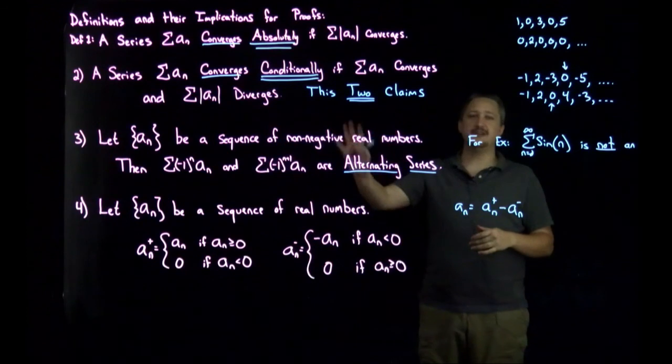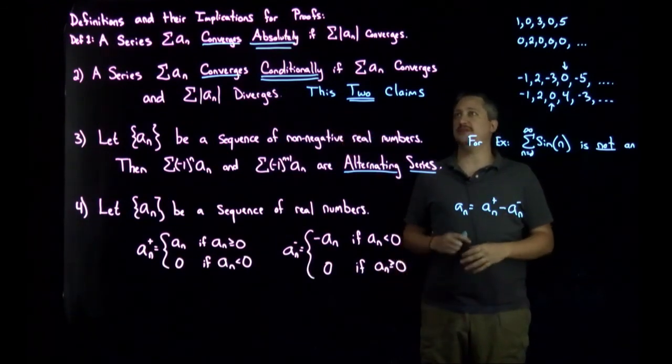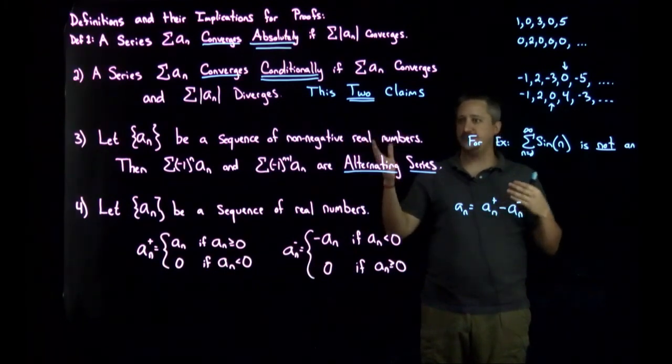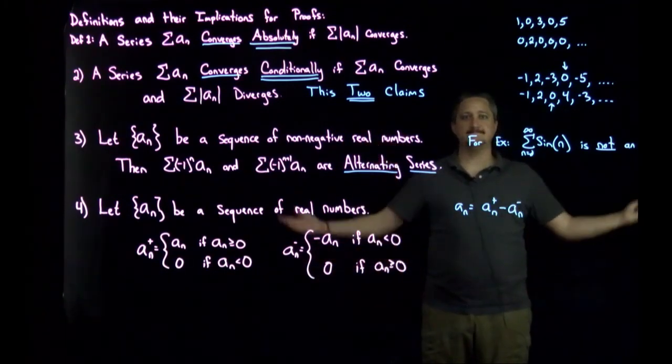All right, so that's definitions, implications, or proofs, at least for these ideas of absolute convergence, conditional convergence, and alternating series. And we're done.